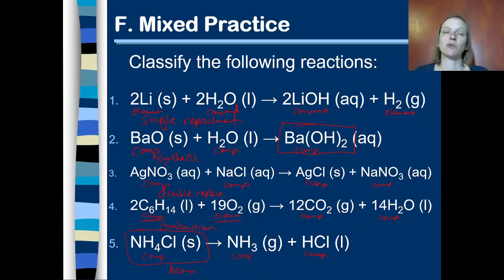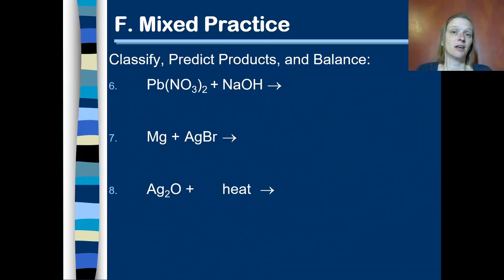These were the easy ones where I gave you the full equation to classify. But you'll also get questions like this on a test where I ask you to classify and predict and balance the equations. So here I've got lead nitrate, that's a compound. And here I've got sodium hydroxide, that's a compound. Compound plus compound. That sounds like a double replacement reaction.